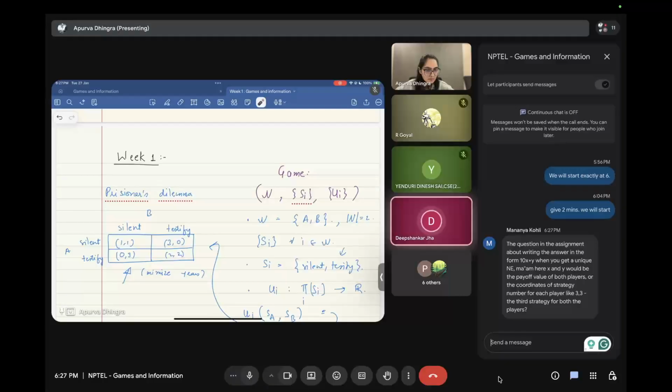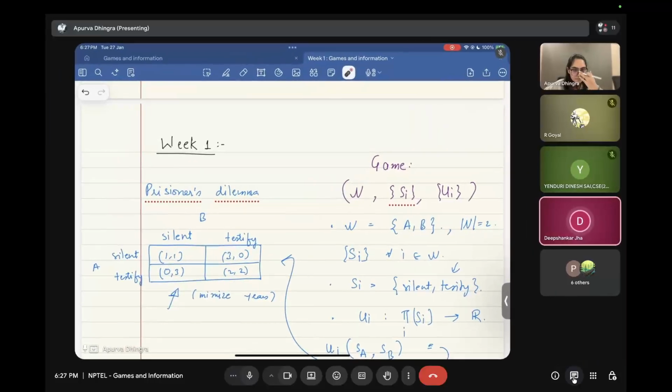Ma'am, just one question. Like the prisoner's dilemma, the utility functions give values for every strategy, but it looks like a negative sum game basically. Should we consider it as a negative sum game or a positive sum game? Because these returns are negative, because they have to spend more time in prison.